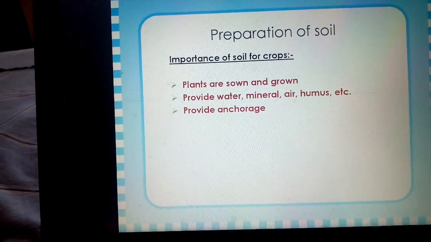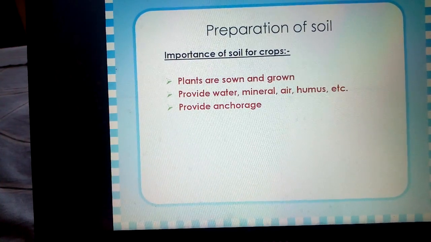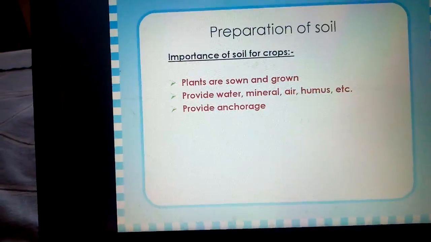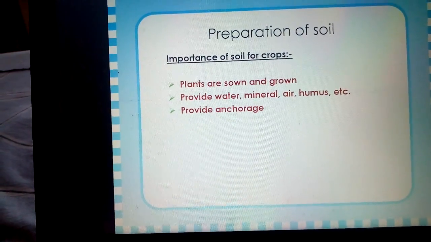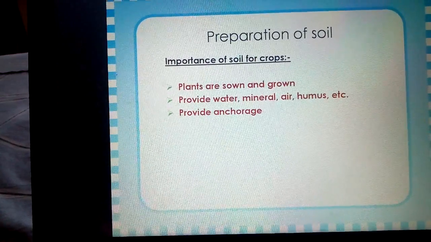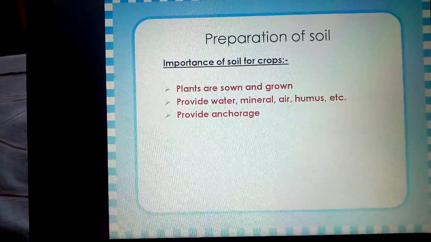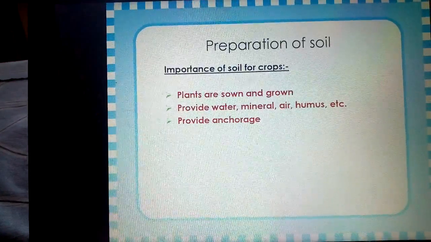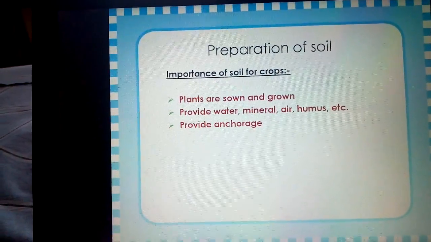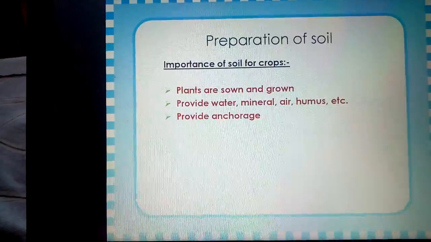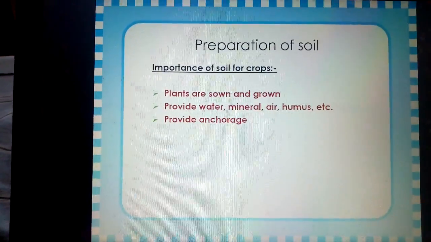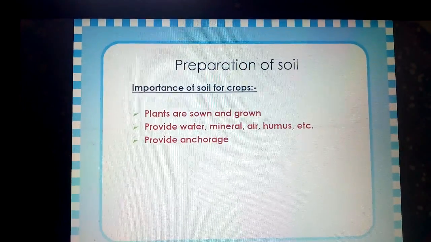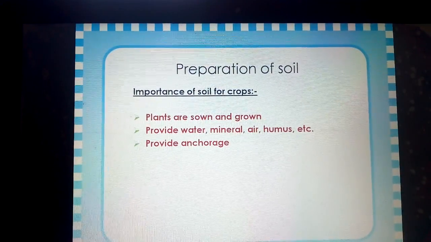First we will learn about the importance of soil for the crops. What is the importance of soil for the crops? First, plants are sown and grown in it. Second, it provides water, minerals, air, humus, etc. Third, it provides anchorage to the roots of the plant so that they can stand still. These are the basic and important things we need to remember: soil needs to be prepared so that it can provide the basic things to the plant roots.